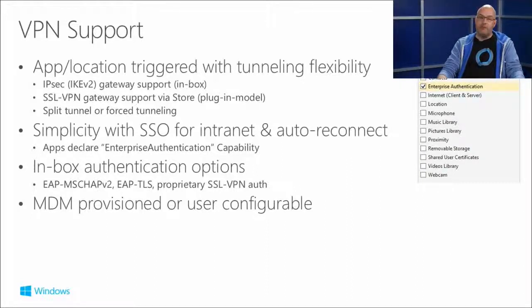Out of the box, we support IPsec, IKEv2, and we have several SSL VPN providers, which are a little download from the store. So think about Juniper, F5, things like that, and we're going to add more in the future. And when you configure it, you can choose if it's split or forced tunneling. So, for example, your application traffic will go over VPN, but the internet traffic will still go over your Wi-Fi or your data. That's cool.